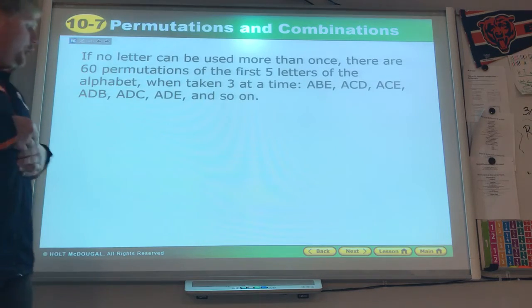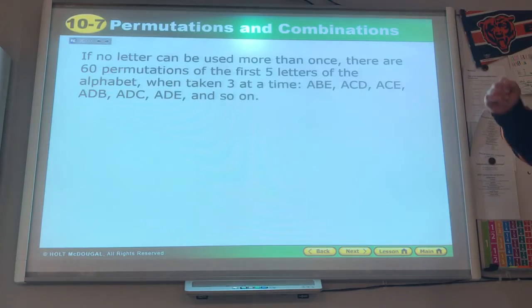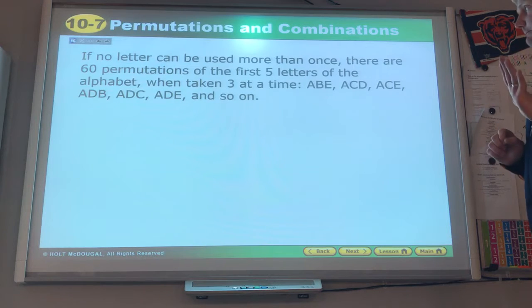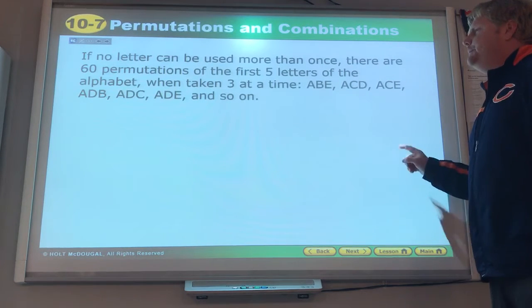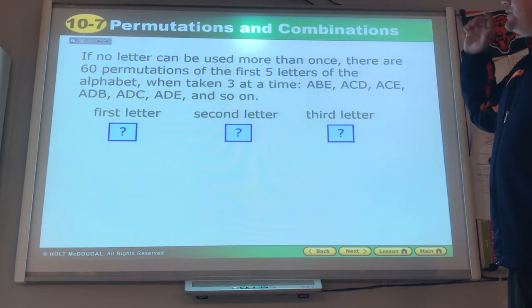So, if no letter can be used more than once, there are 60 permutations of the first 5 letters of the alphabet when 3 can be written at a time. So we can use A, B, C, D, E. But we're only going to fill 3 spots. Okay, so how does this work? Only 3 letters. Now we can use the first 5 letters.